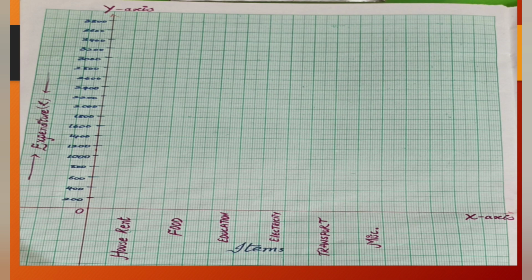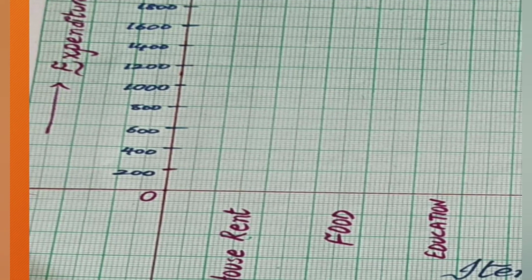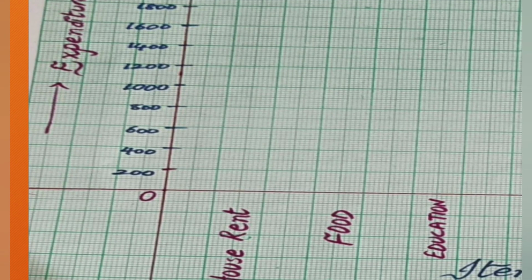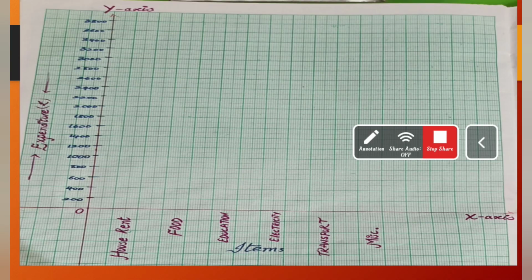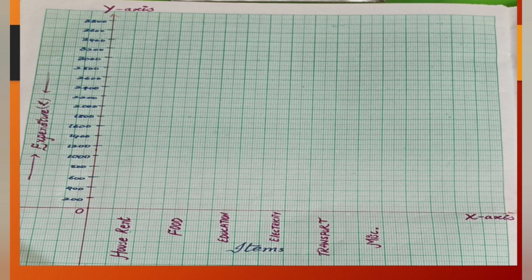So here the scale on the y-axis is taken as 200, 400, meaning 200 is being added to each number. 200, 400, 600, 800, 1000, 1200, 1400, 1600. Thereby we are able to get all our required numbers. On the x-axis, our observations: house rent, food, education, electricity, transportation, and miscellaneous are mentioned. And on the y-axis, expenditure in rupees is mentioned: 200, 400, 600, like we are adding 200 to each frequency.